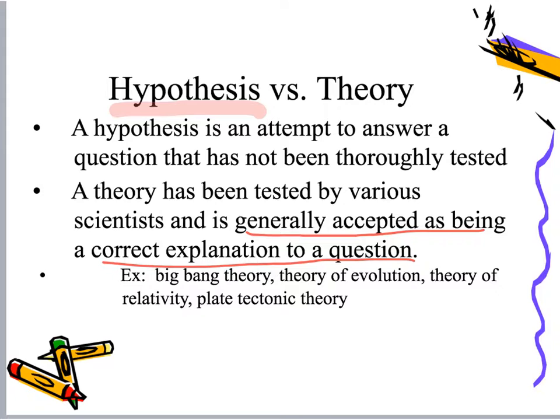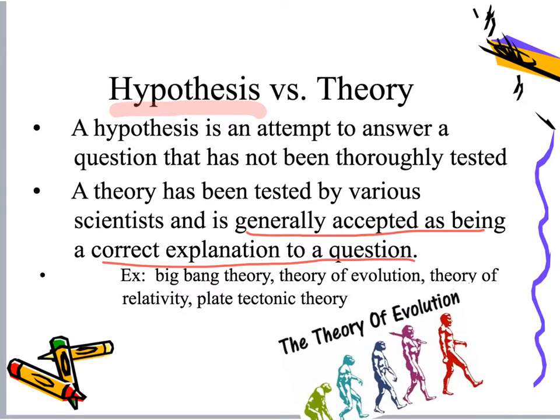So some examples of a theory are the Big Bang Theory, the theory of evolution, the theory of plate tectonics. These are all examples of things that have been tested by numerous scientists, and there is a large range of evidence that supports the actual theories.